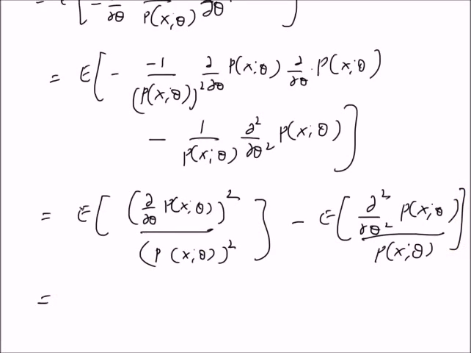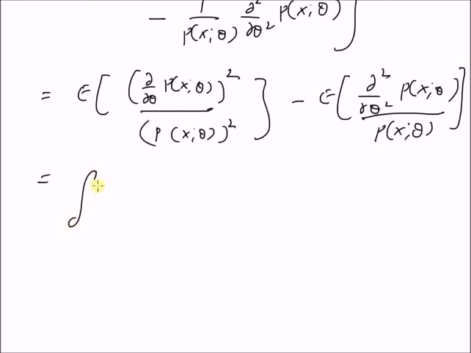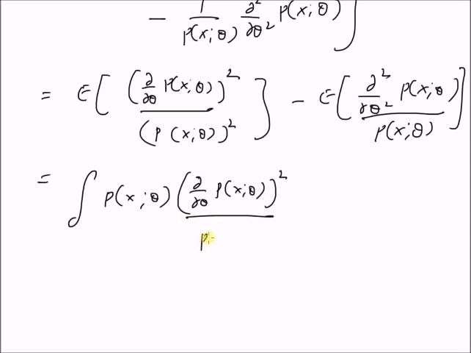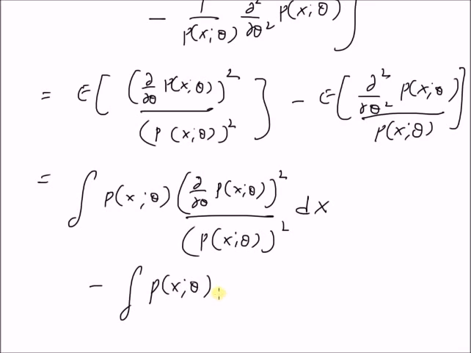So this is equal to, by using the definition of expectation, the integral of the probability distribution of x multiplied by the first derivative of the probability distribution whole squared, divided by the square of the probability distribution. The integration is with respect to x. The second term is the integral of the probability distribution of x multiplied by 1 by the probability distribution of x multiplied by the second derivative, and the integration is with respect to x.